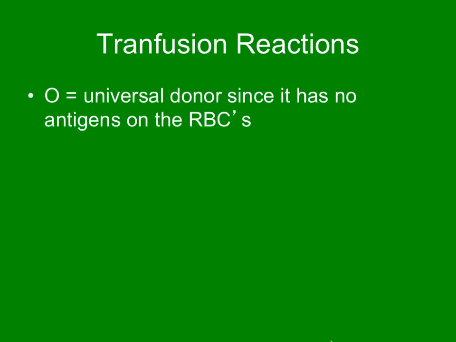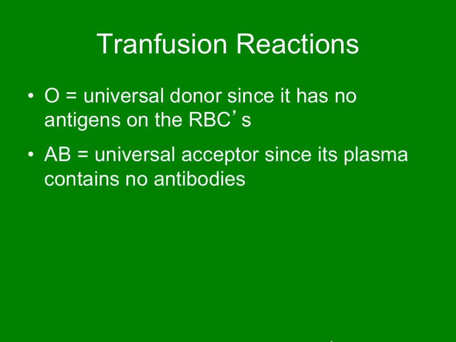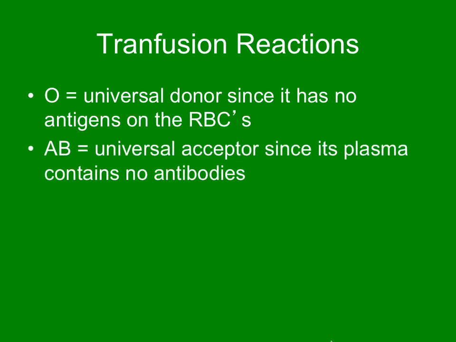O is called the universal donor, and that is because it has no antigens to get attacked on the surface of the red blood cells. Type AB is referred to as the universal acceptor since its plasma contains no antibodies, so it will never attack any other type of blood that is given to it.